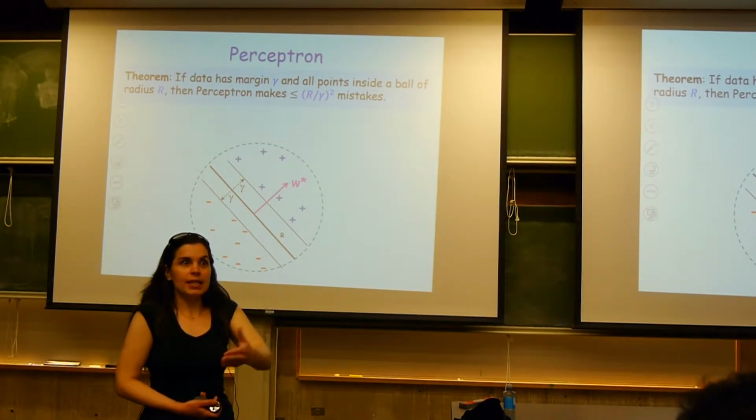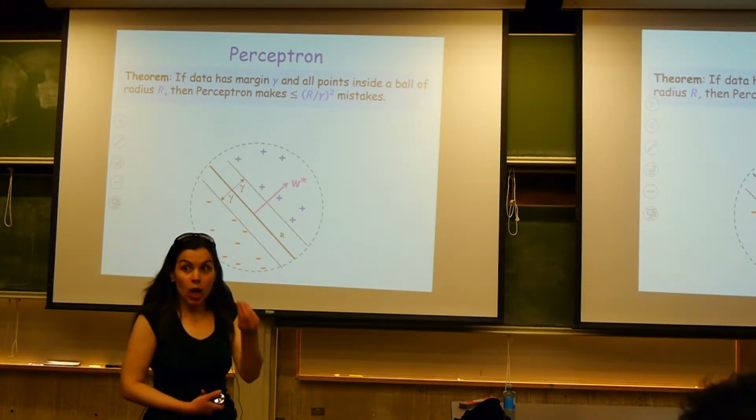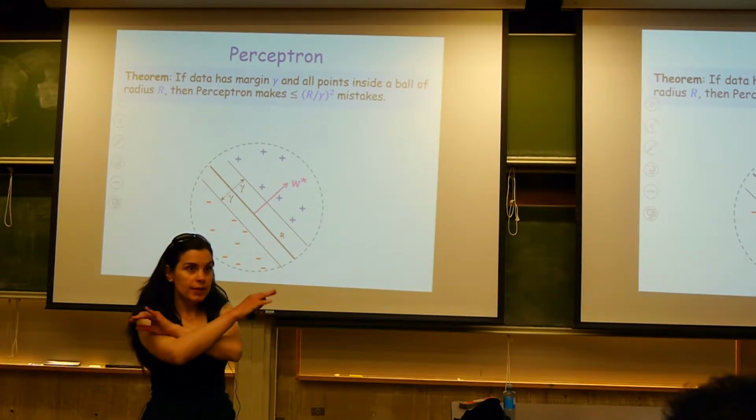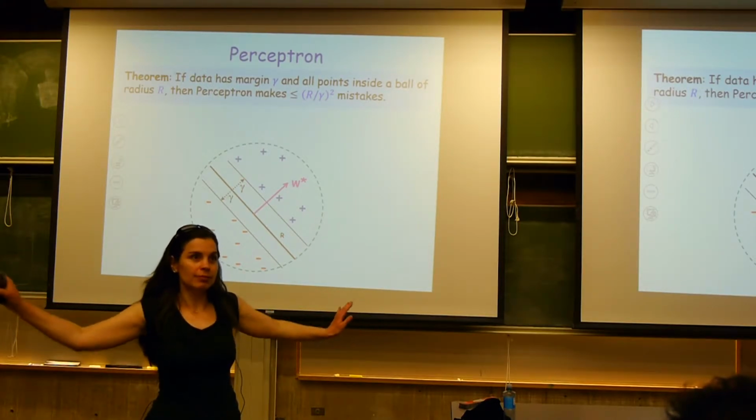So basically, what this says is the number of mistakes the perceptron makes depends entirely on the margin of the data set and nothing else. And this is true for a sequence of an arbitrary size.